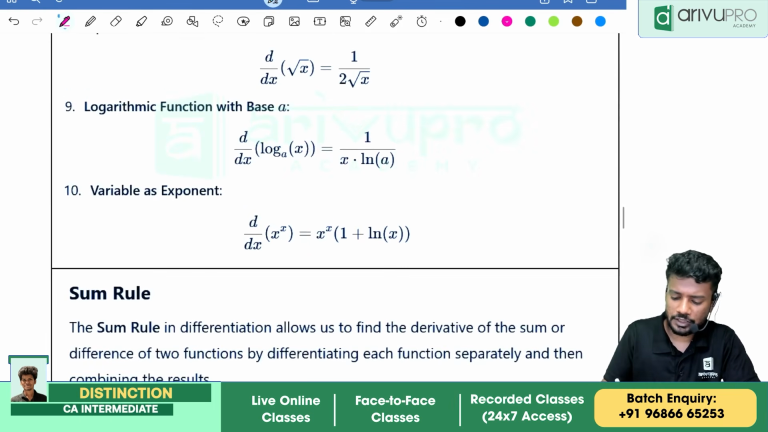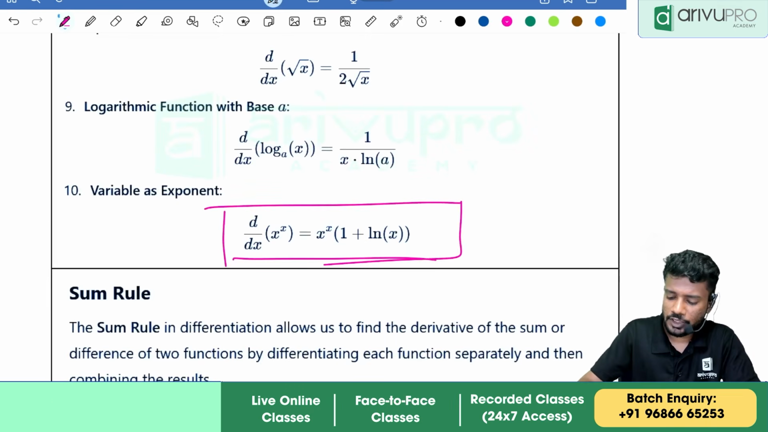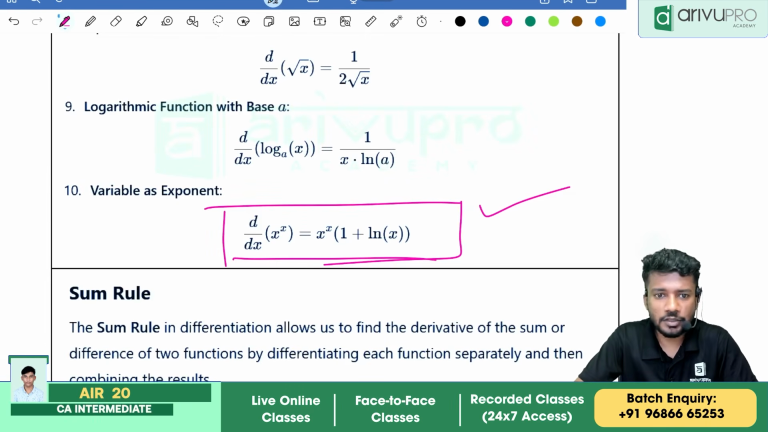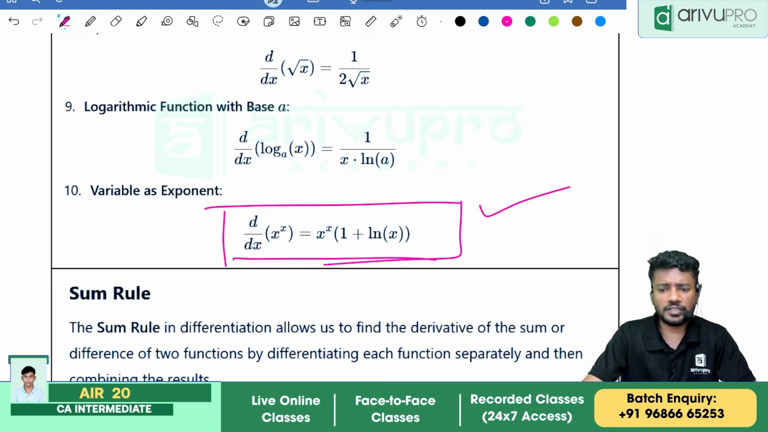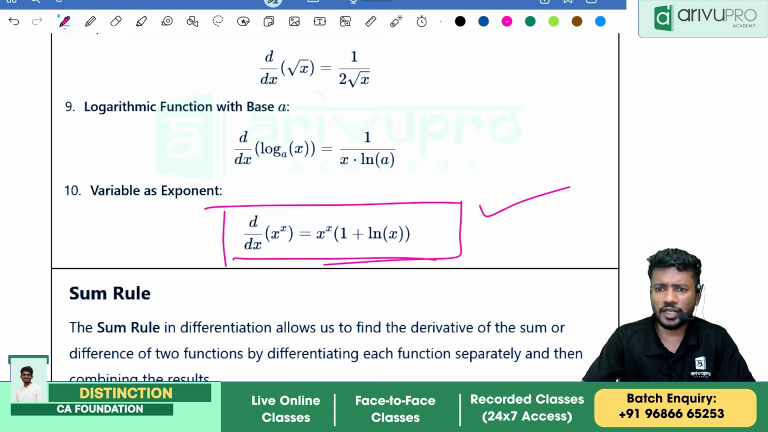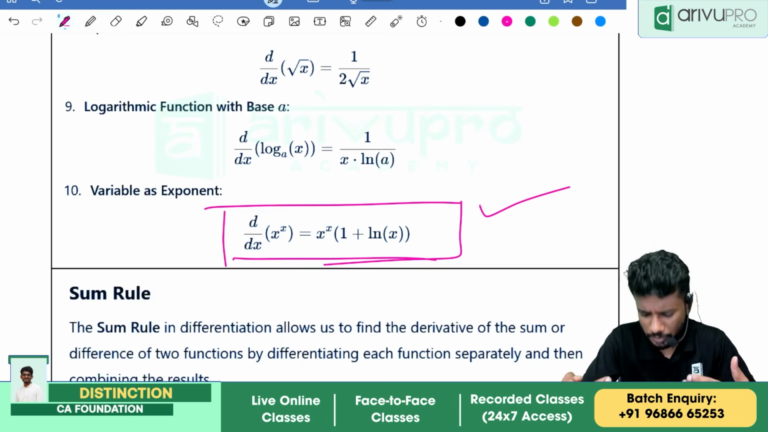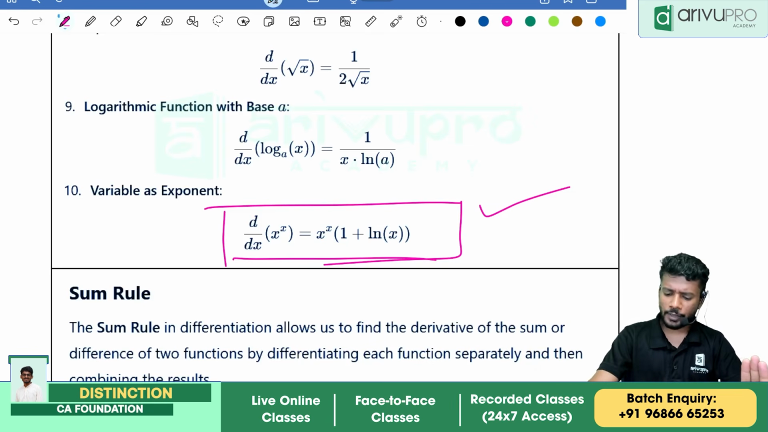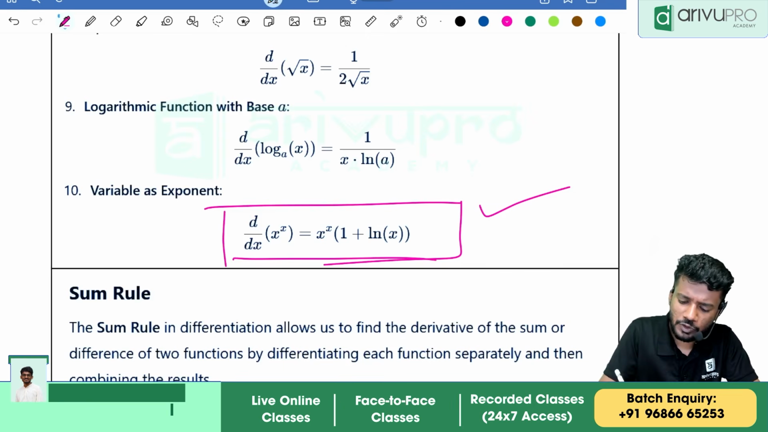Then this one you can keep a note. It is a previous year question, a direct question. I think this question was asked 2 times. d by dx of x raised to x. That is what? x raised to x into 1 plus log x. We are using the property and solving it. But keep a note of it.